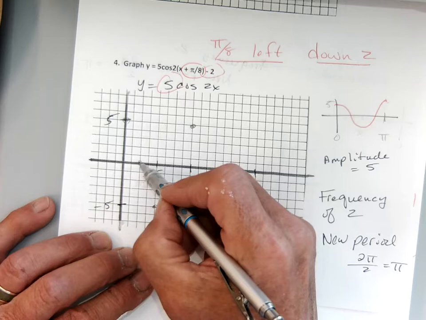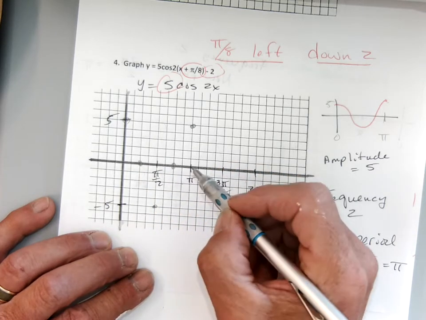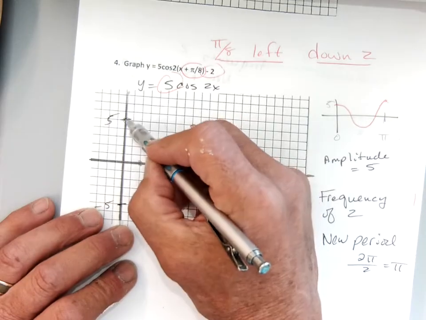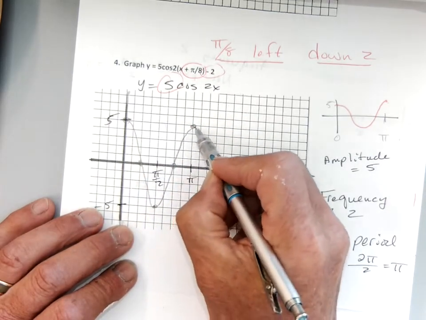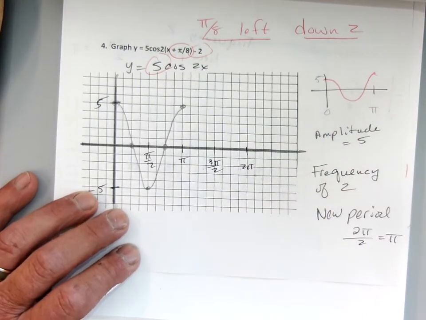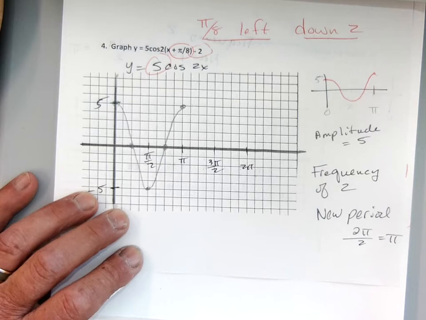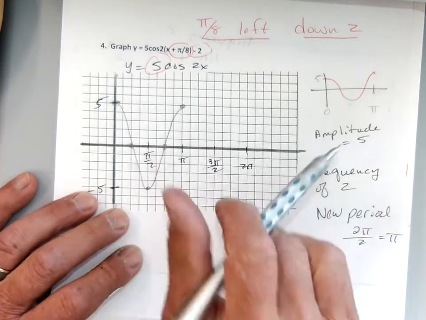A fourth of the way through, it goes through the x-axis, and 3/4 of the way it goes through the x-axis. So here's the first curve. It's going to look something like this. And I'm going to repeat that pattern so I get 2 of them because it has a frequency of 2.